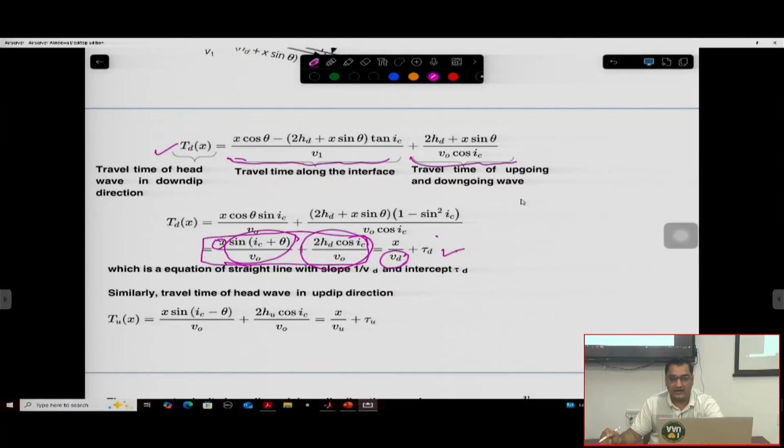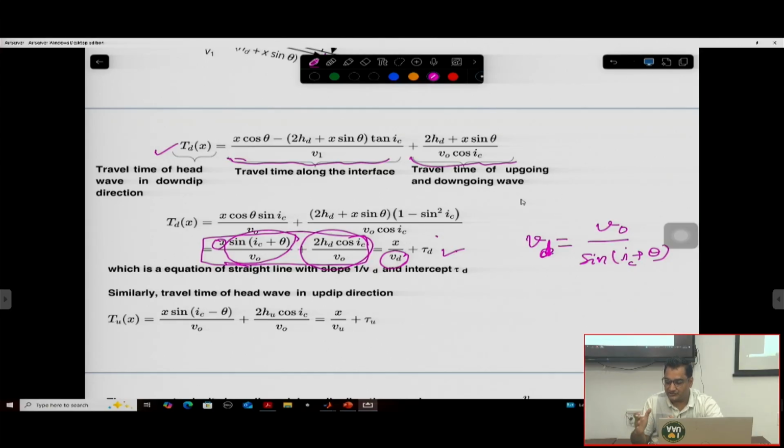So the slope of this particular line will not be the true velocity of the half space. It will be the apparent velocity, because you can see what the Vd value is. Vd is how much? Vd is V naught divided by sine of Ic plus theta, right? This is the Vd.